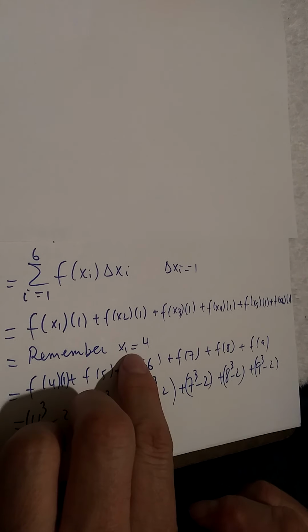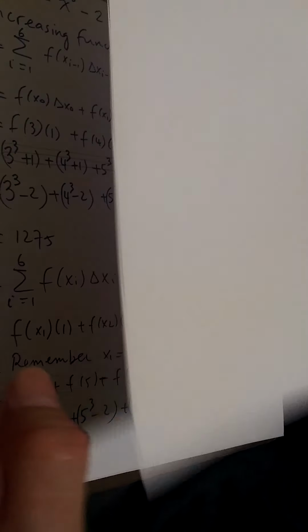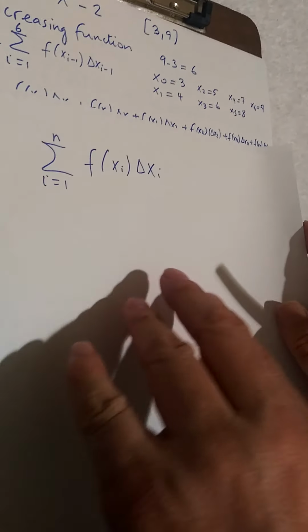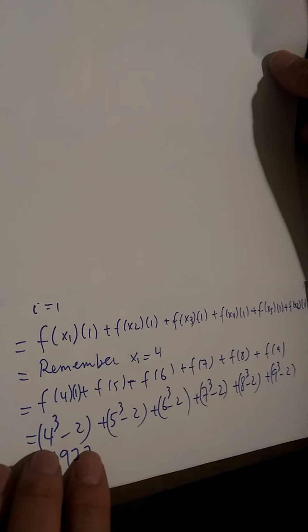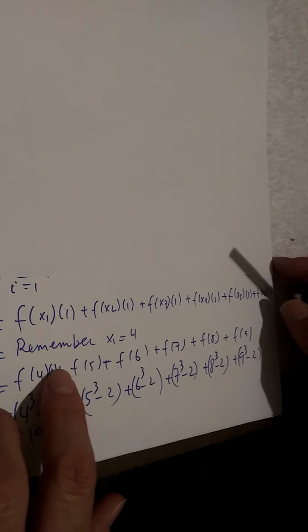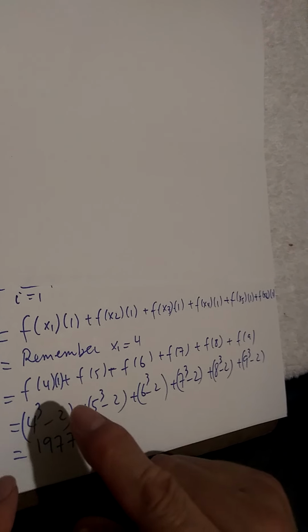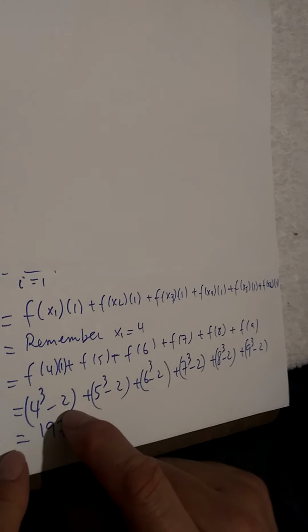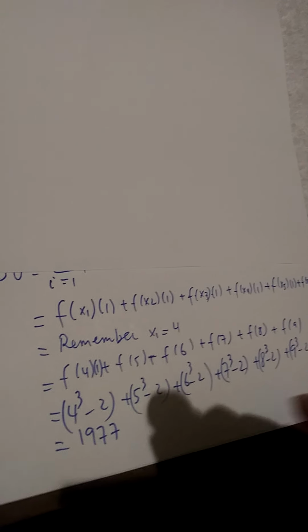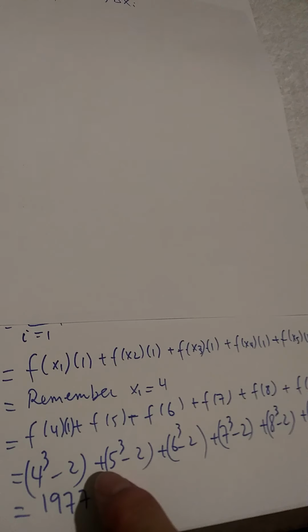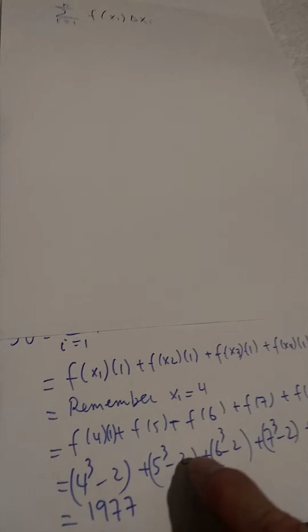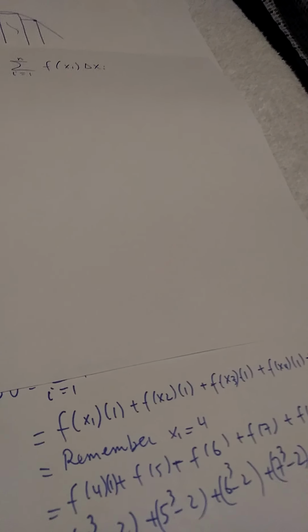And remember, x1 was 4. Here it is. x1 was 4. Okay. So it will be f of 4 times 1 plus f of 5 times 1 plus f of 6 times 1, etc. F of 4 is 4 cubed minus 2, because the function was x cubed minus 2. F of 5 is 5 cubed minus 2, etc. And this ends up being 1977.